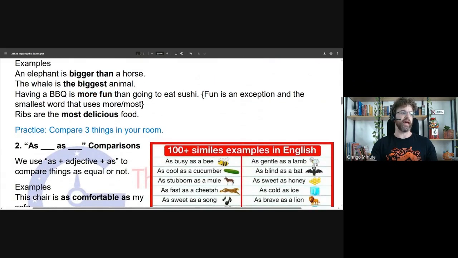Number 2, as and as. Think of these like quotation marks. You open with one, you close with the other. Are there exceptions? Of course. But I like to go with the 80% rule.